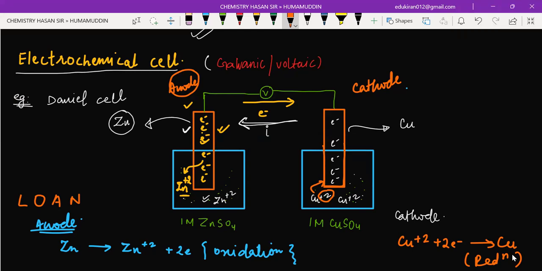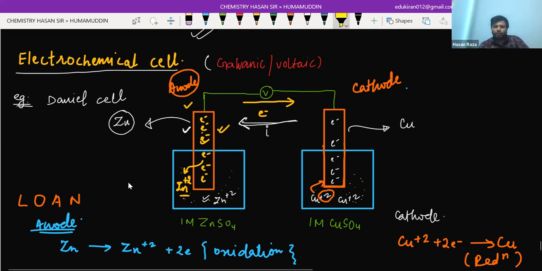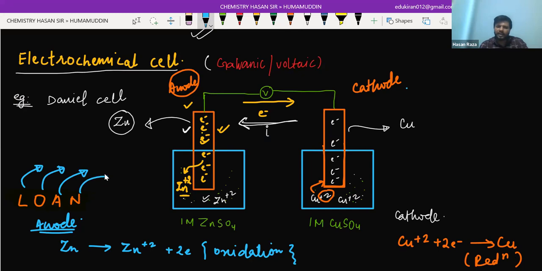Yes, sir. Now see, there is a smart way or very easy trick to learn this, and that term is LOAN. What is this LOAN? L stands for left, O for oxidation, A for anode, N for negatively charged. Why is it negatively charged? Because you can see electron is more here. That's why it is negatively charged.